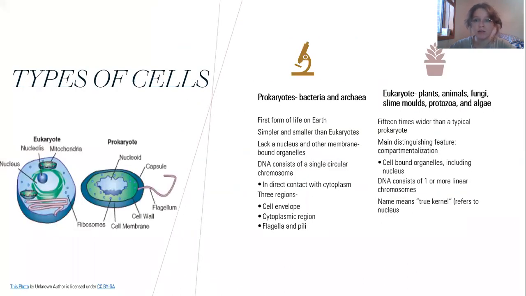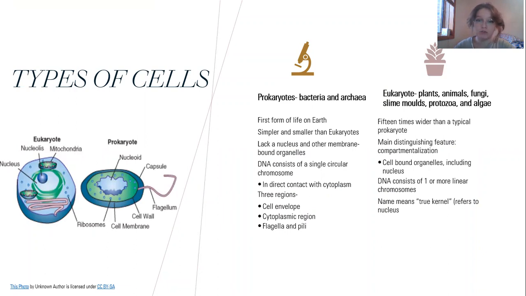So before we get into that, let's talk about the types of cells. There are 2 main types of cells. There are prokaryotes and eukaryotes. Prokaryotes are bacteria and archaea. Now, if you'll notice, the word archaea is derived from archaic. This is fitting for the prokaryote because these were the first forms of life on Earth.